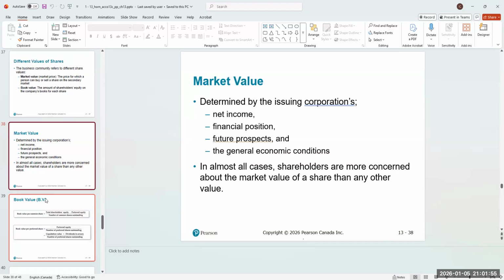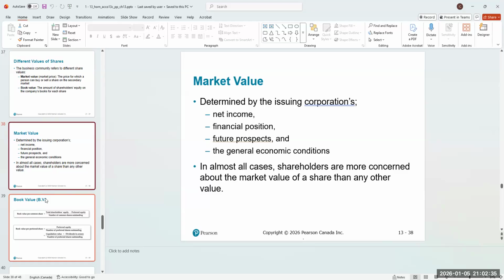Now, how are we going to determine the market value? How is the market value determined? Well, obviously, the market has some expectations. So what is the corporation going to show? They're going to show the income. They're going to show their financial position in terms of cash, capital, what they have, what they don't have. They're going to show what they're planning to do with the capital and how they're going to use that capital for the foreseeable future.